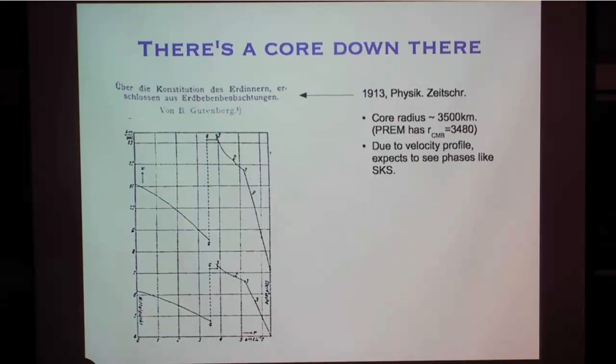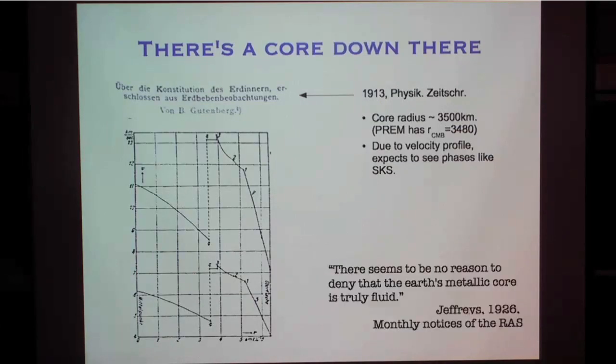And in the paper, Gutenberg points out that we would expect to see some interesting phases, like shear waves which have to be converted to P waves if they're to travel through the core. They're going to be SKS phases. We've heard a little bit about those, especially in Maureen's talk. We may get back to those today.